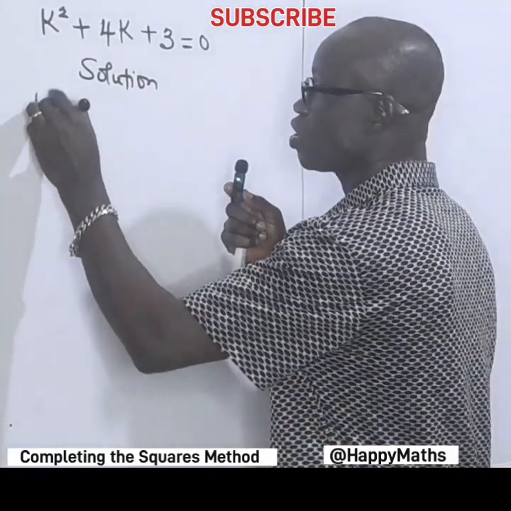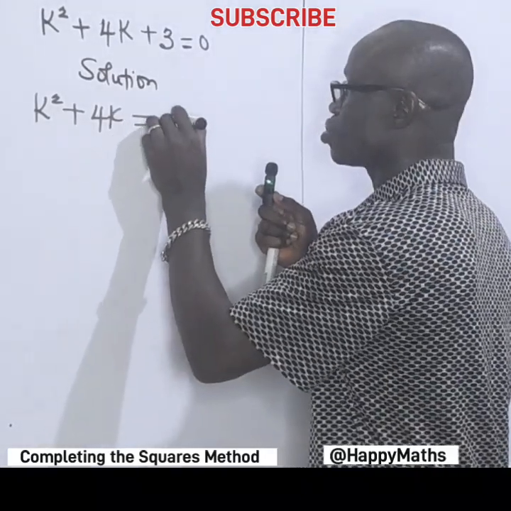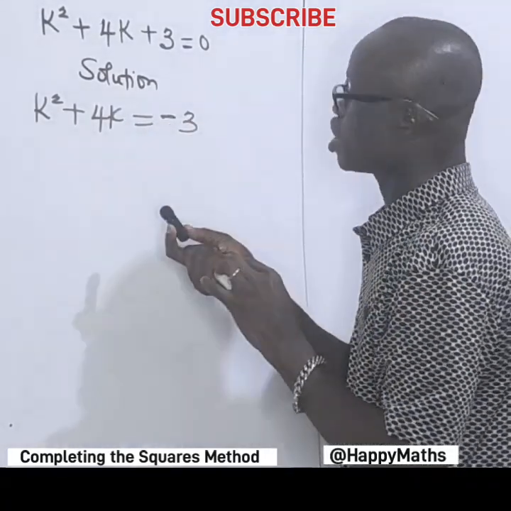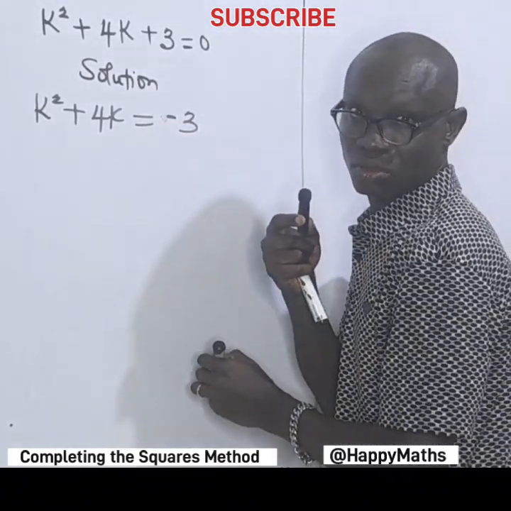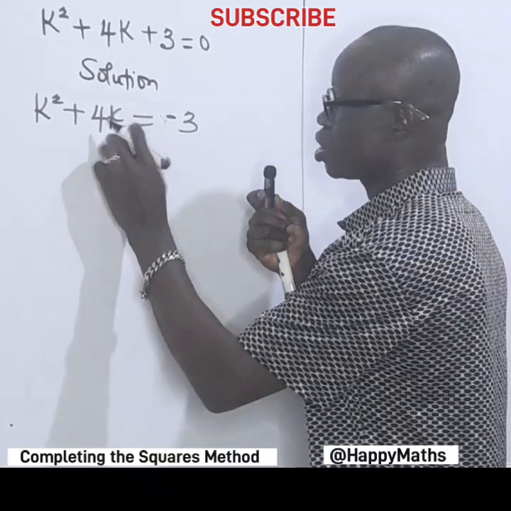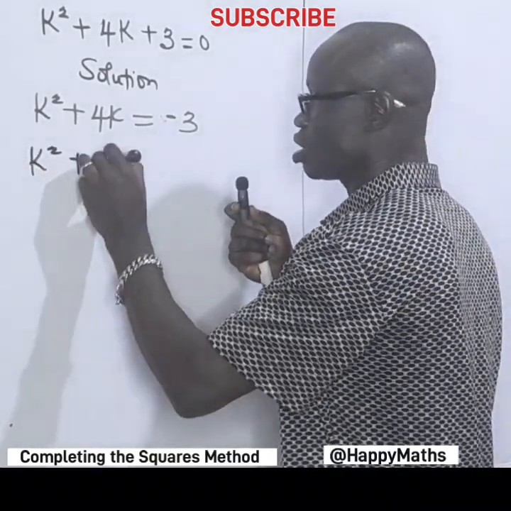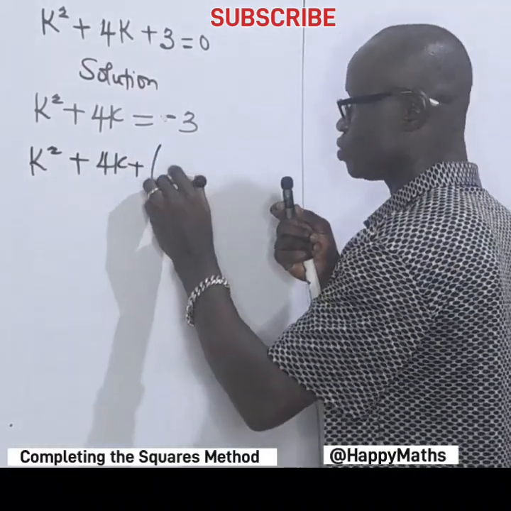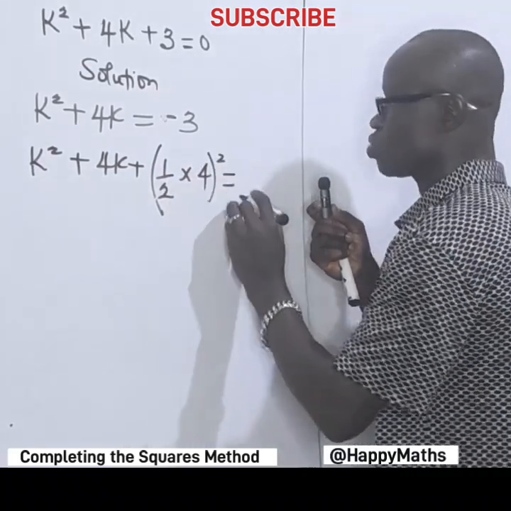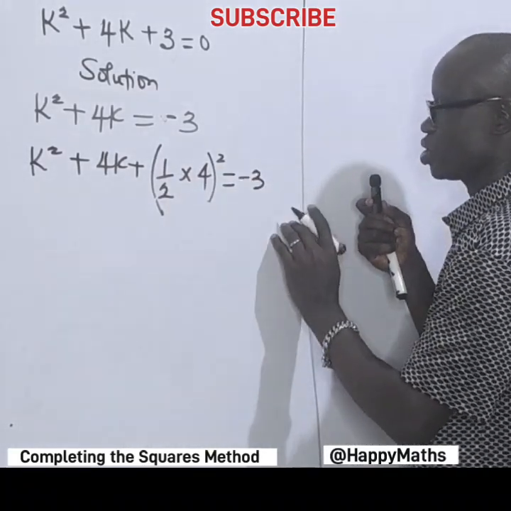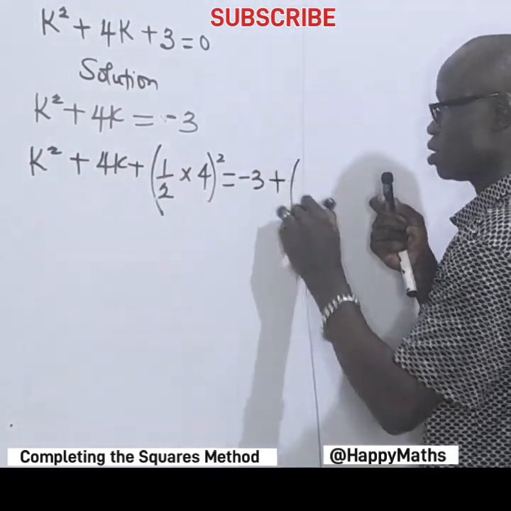We have it as k squared plus 4k equal to -3. Transpose the positive to be negative. Now the next thing we do, we add half of the coefficient of k. Now this will give us k squared plus 4k plus half of 4 squared equal to -3 plus half of 4 squared.